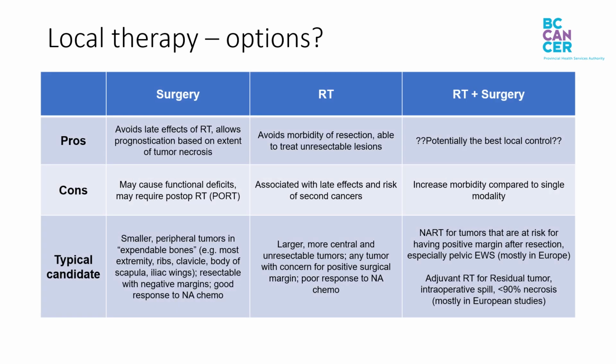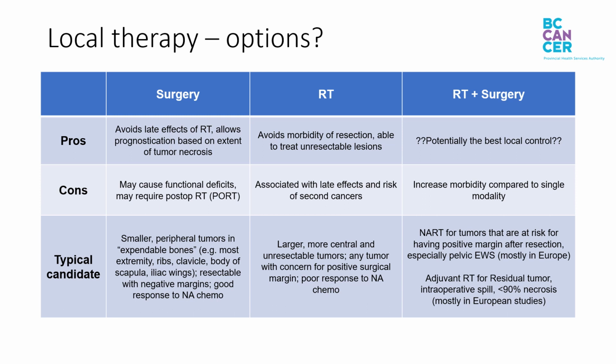As mentioned before, both surgery and radiotherapy can play a role in local management of Ewing sarcoma. The benefit of surgical resection is that it avoids late effects of radiotherapy, and based on surgical specimen, you can better prognosticate. However, the risk with surgery is that it may cause morbid functional deficits, and in cases of positive margins, they may require postoperative radiation therapy. Thus, the ideal candidate for surgical resection alone would be those who have smaller peripheral tumors in expendable bones such as extremity or ribs or clavicle.